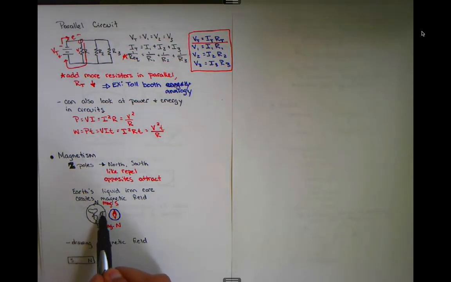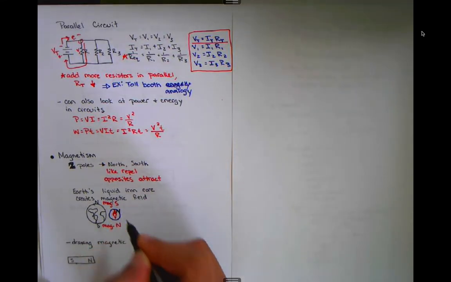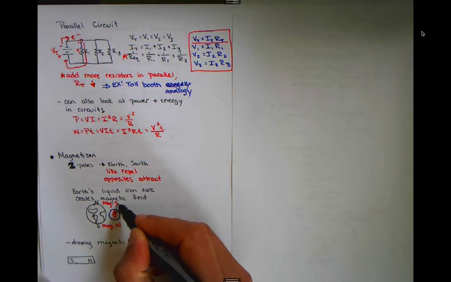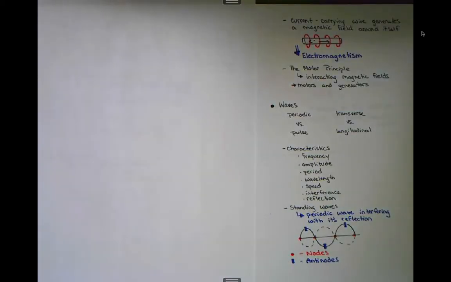So the liquid iron core creates that, and geographic north, what we know as the North Pole, is actually a south pole of a magnet, which is why compass needles point north, because this is a north end of a magnet, and we know that a north will attract to a south. Okay. When you draw magnetic field lines, they point out of the north and into the south. Right. So again, you imagine placing a little compass needle around that. It's going to point towards the south pole.